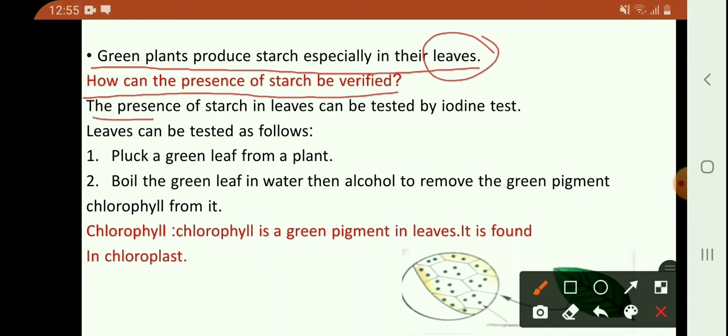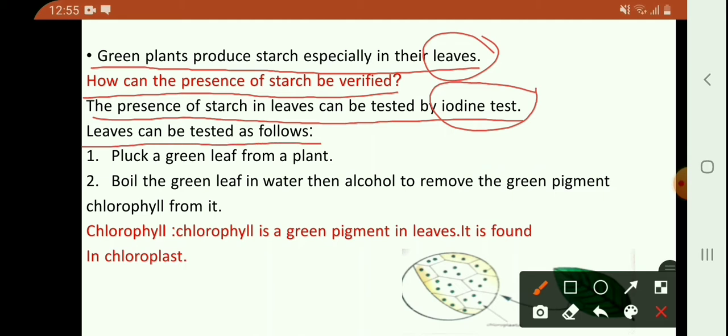The presence of starch in leaves can be tested by iodine test. Leaves can be tested as follows. First, pluck a green leaf from a plant. نقطف ورقة شجر من البلانت. Then boil the green leaf in water. نرجع نغلي ورقة الشجر بالمي.